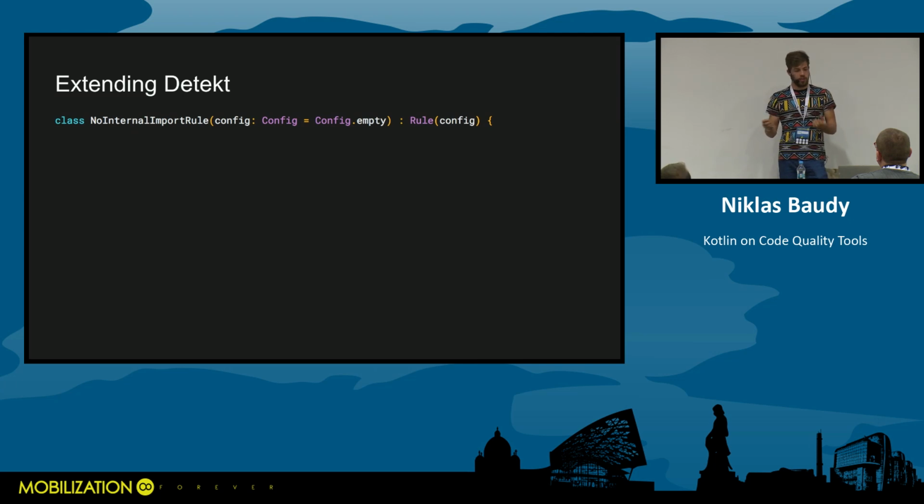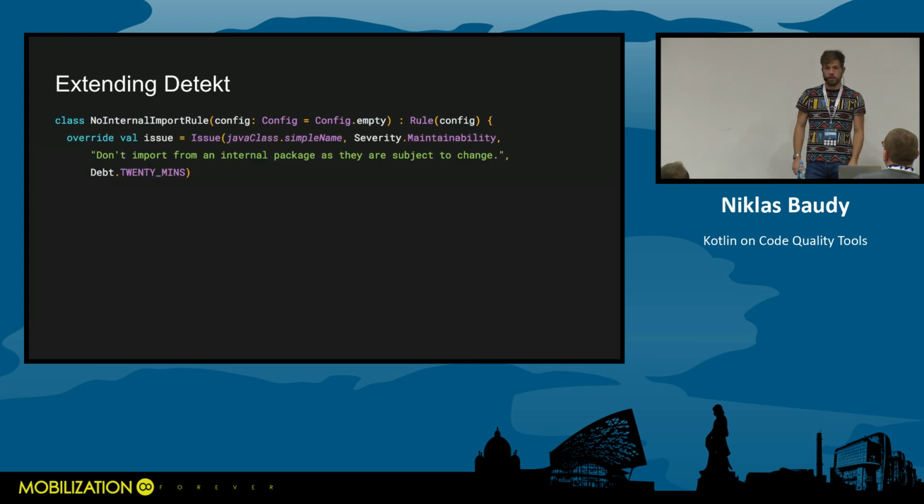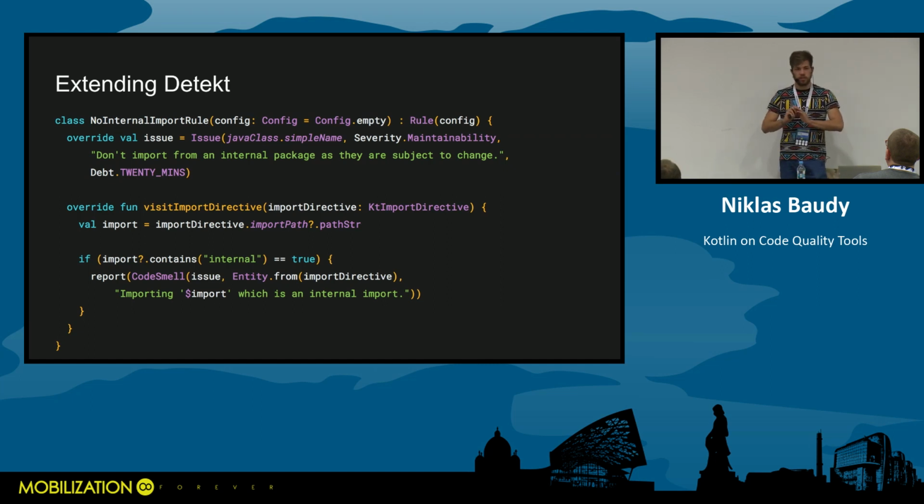First, we create our new class, no internal import rule. We extend from the rule class from Detekt, and we also get this config, the YAML file that I showed earlier. And then we basically override an issue property, and then we create our own issue. We give it the no internal import rule name. We can say in the severity it's maintainability. We give it a message, and then also the debt value. So I'm thinking, okay, it might be taking 20 minutes to fix this. And this is all the rest.